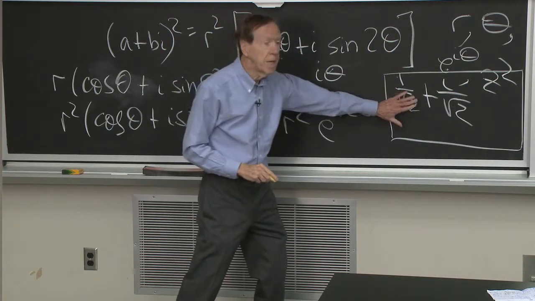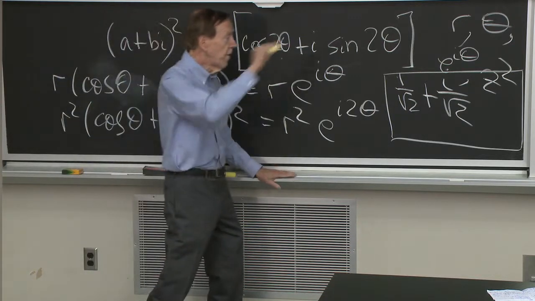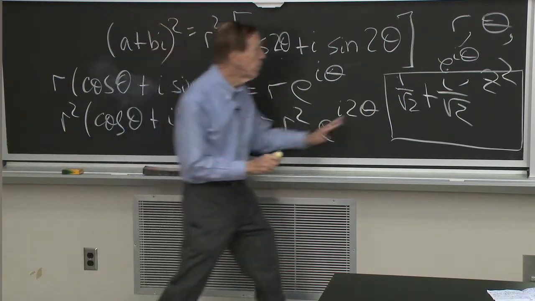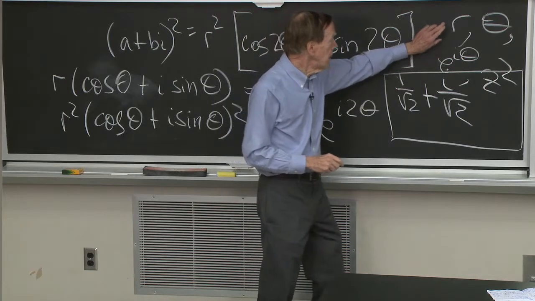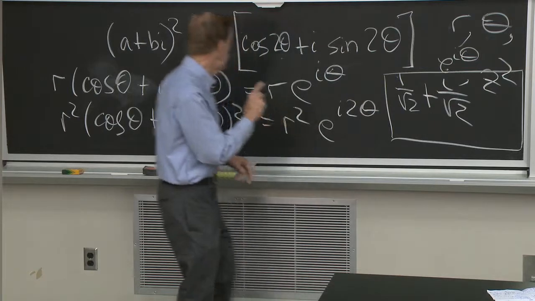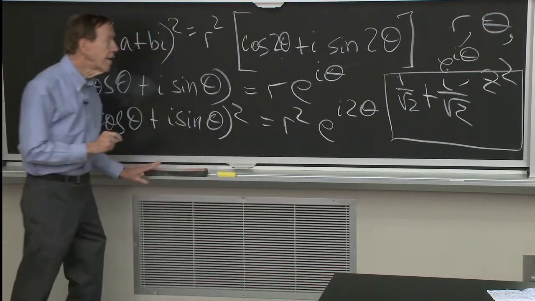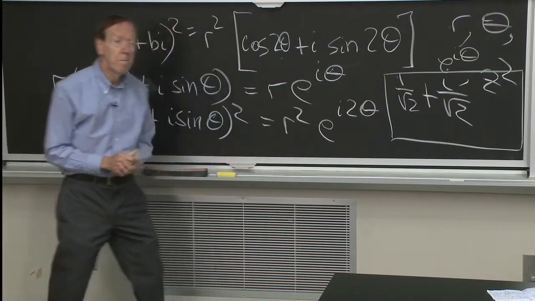So this is our z, that complex number that you know, at the 45 degree angle. So it's got an r, it's got a theta, the combination cos theta plus i sine theta is this e to the i theta, and then you can square it.